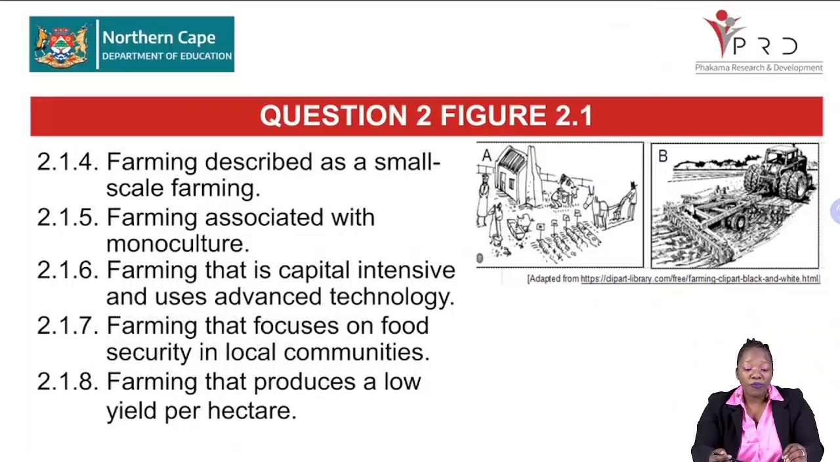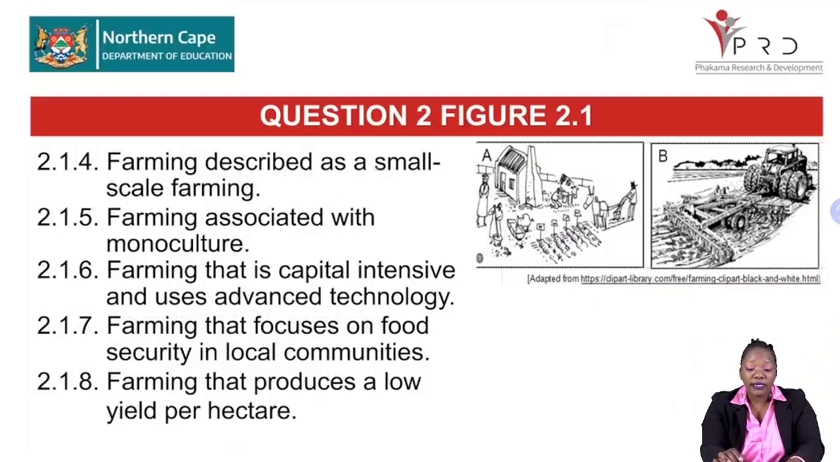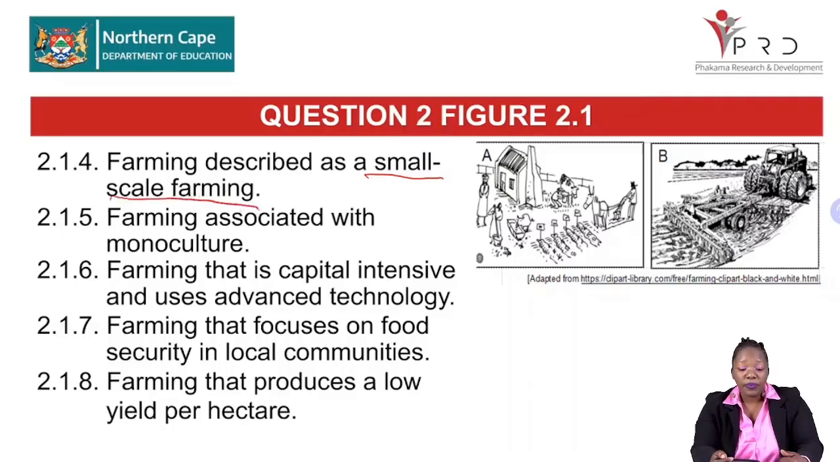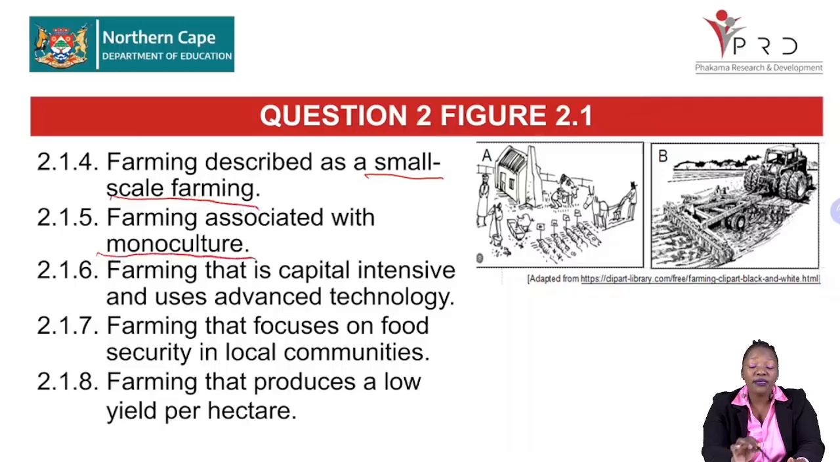Your 2.1.4, the farming described as a small scale. So the key is the small scale farming. Remember, we've got the small scale and we have the large scale farming. Then number 5, the farming associated with the monoculture. So the key here is the monoculture. You need to understand the term monoculture. What does it mean? Then number 6, the farming that is capital intensive.